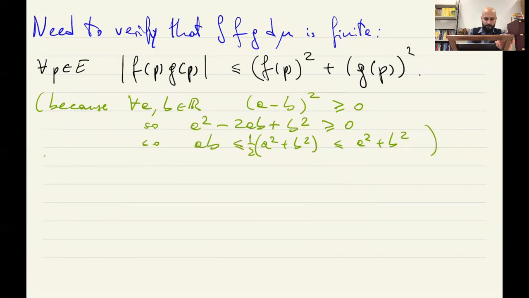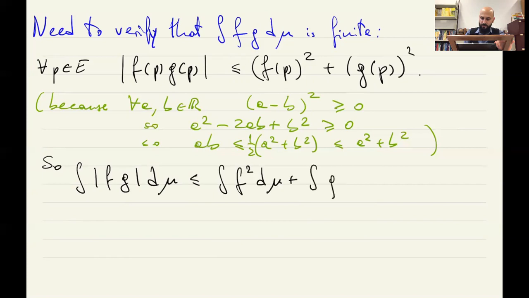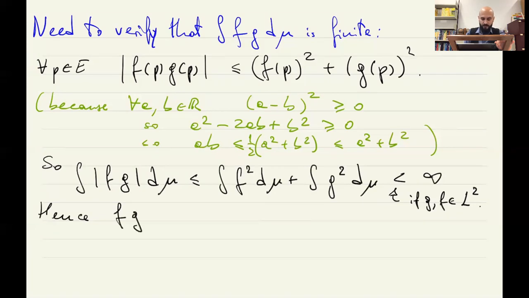Now we integrate. So we have the integral of fg dμ. This is less than the integral of f^2 dμ plus the integral of g^2 dμ, and it's finite if f and g are in L2. Hence the product fg is integrable. And this will be our standard example of a Hilbert space. But we still need to prove that the scalar product is complete.